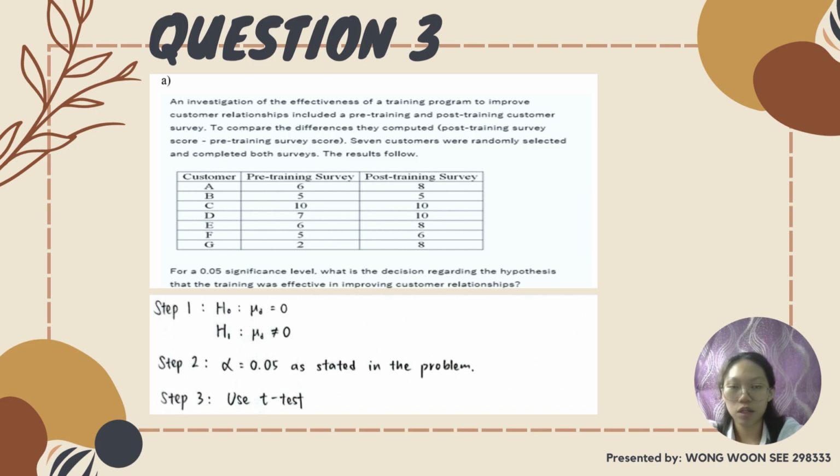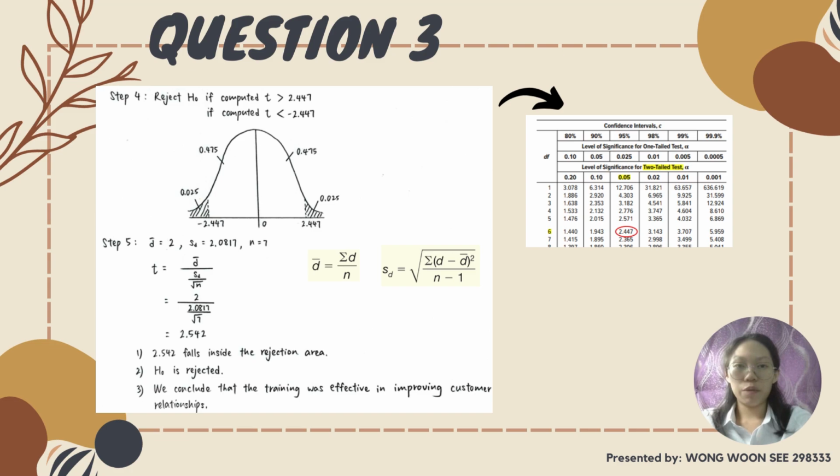Step 2 is the level of significance equal to 0.05. Step 3 is using the t-test. Step 4 is using the t-distribution table to determine the critical value of t. Since degrees of freedom equal 6, which is 7 minus 1, level of significance equal to 0.05, and it is a 2-tailed test, the critical value of t equal to negative 2.447 or 2.447. Step 5 is using the formula mean difference divided by standard deviation of the differences over square root of sample size to find computed t, which is 2.542. In conclusion, 2.542 falls inside the rejection area. The null hypothesis is rejected. We conclude that the training was effective in improving customer relationship.